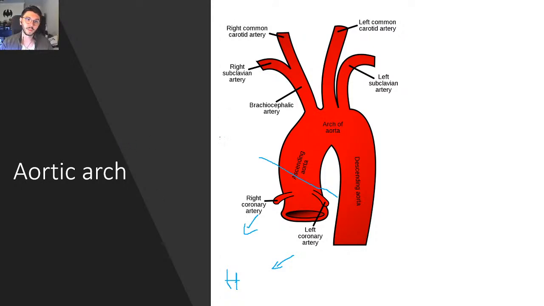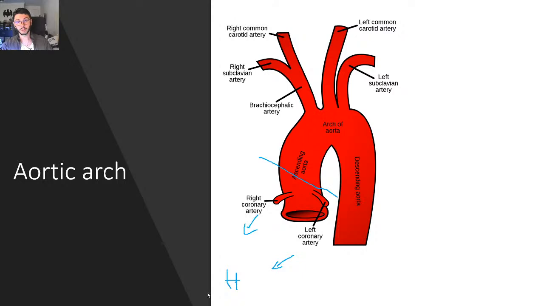Then we have the arch of the aorta. Here the first branch is the brachiocephalic. The brachiocephalic goes into the right subclavian and right common carotid, which go to your head and neck and your upper limb. The left common carotid goes to the left side of the head and the neck, and the left subclavian goes to the left upper limb.